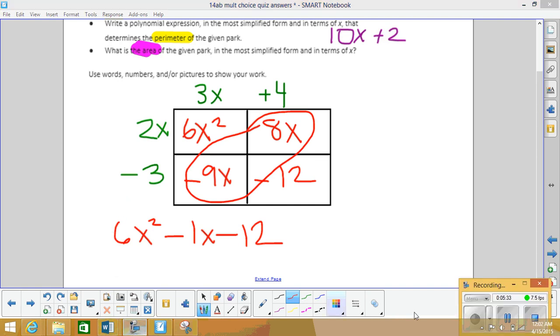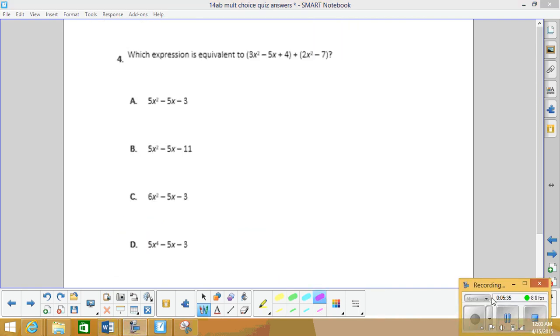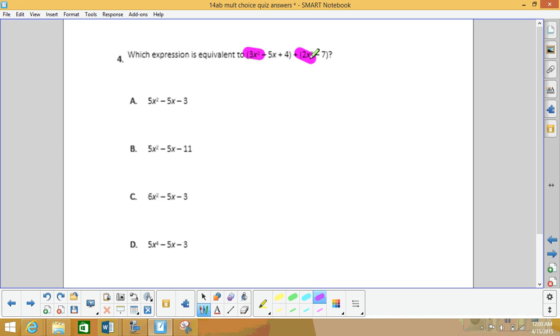Next question. Number 4 is just a matter of matching up the like terms. So I've got 3x squared here. I've got 2x squared here. They're both being added together. That's what this polynomial is doing. 3x squared and 2x squared make 5x squared. 5x squared, 5x squared, 5x to the 4th.